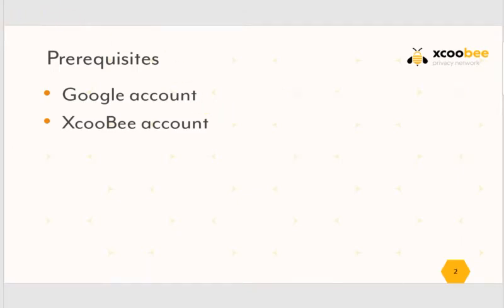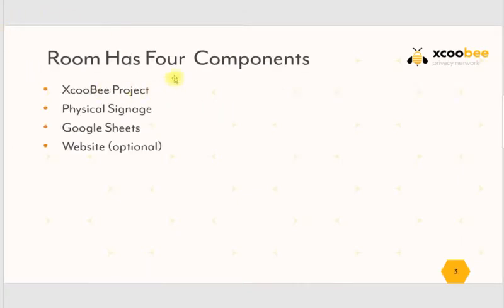And the components that we will need to walk through are a XcooBee project, the physical signage that we will need for our virtual waiting room that we can place outside of our building or on doors, as well as a deeper look into the Google Sheet management and understanding how data flows in and out and how you can make that available on your website. The website is an optional element that you don't need, but if you have one, we will also show you in a separate video how to publish things on the website.